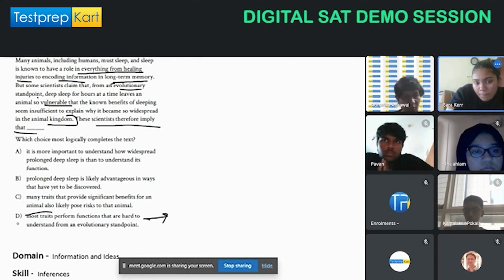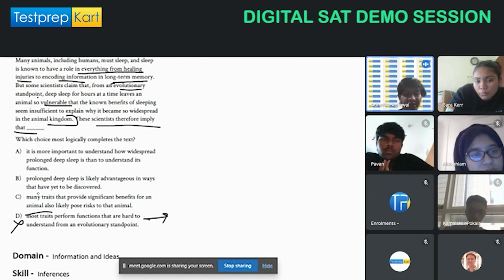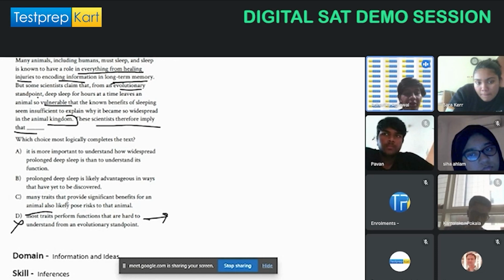Sorry, did you say yes? No, no, no. Okay, let's move towards C. Many traits that provide significant benefits for an animal also likely pose risk to that animal. What does it mean? I want someone else also to come over here.